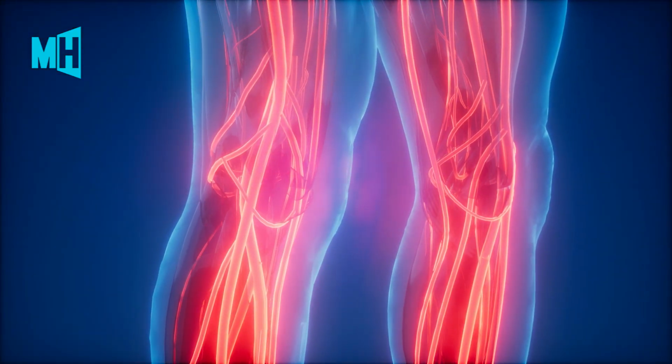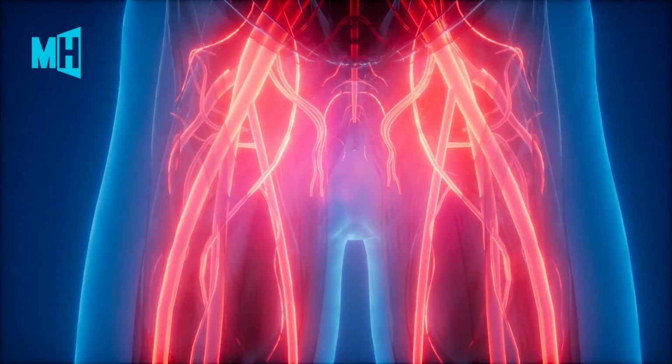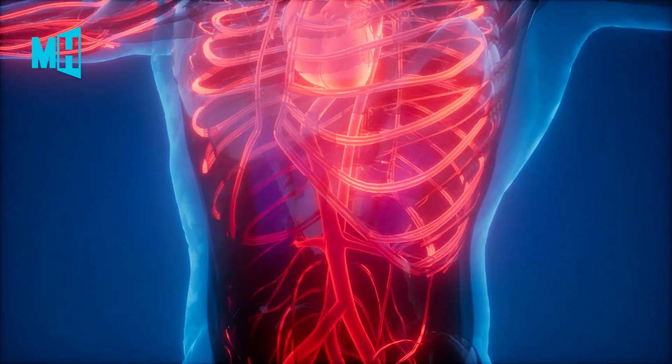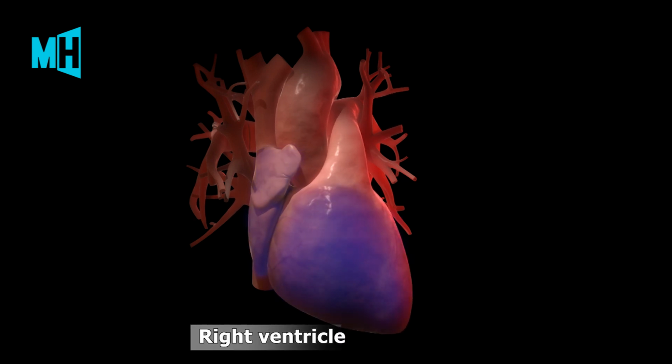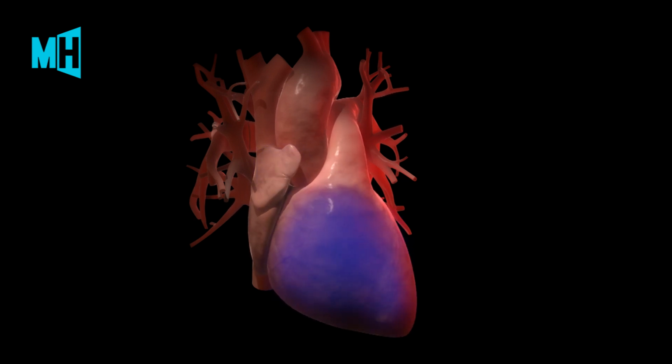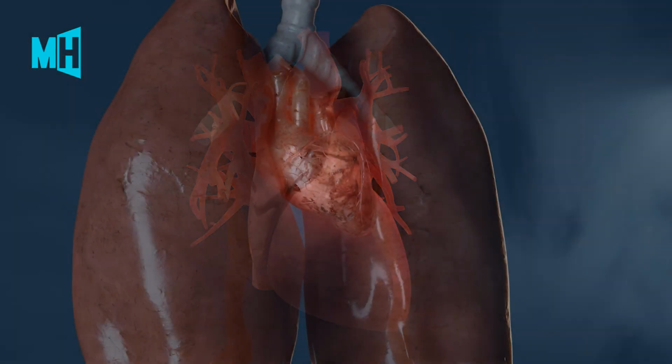Capillaries then lead into veins, which carry the deoxygenated blood back to the right side of the heart. From there, it's pumped back to your lungs to collect a fresh supply of oxygen, and the entire cycle starts again.